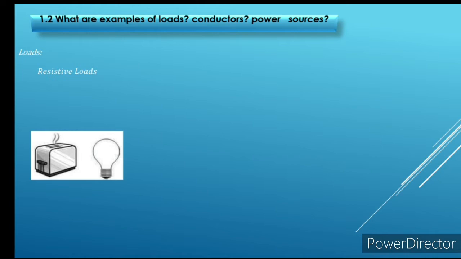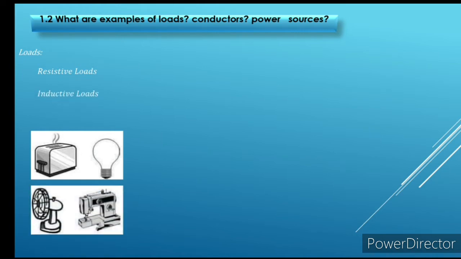Next we have here inductive loads. Loads that power electrical motors are called inductive loads, mostly found in household items and devices with moving parts such as electric fans, vacuum cleaners, washing machines. And next we have capacitive loads. Examples for this are the TV picture tubes and components used in electronic devices.